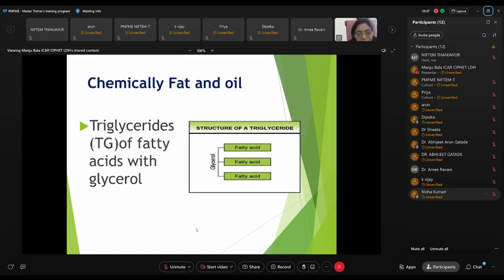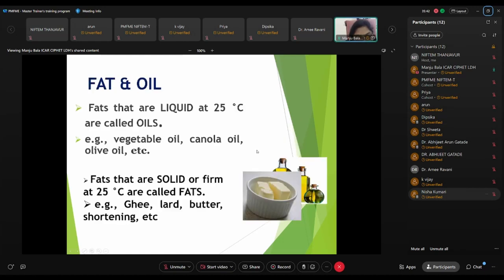fats and oils. Basically, if we look into the chemistry, the oils and fats are triglycerides. They are made up of one glycerol unit, which is composed of three carbon atoms and has three hydroxyl OH groups. These OH groups are linked with ester bonds to three different kinds of fatty acids. So most of the oil and fat are chemically triglycerides.